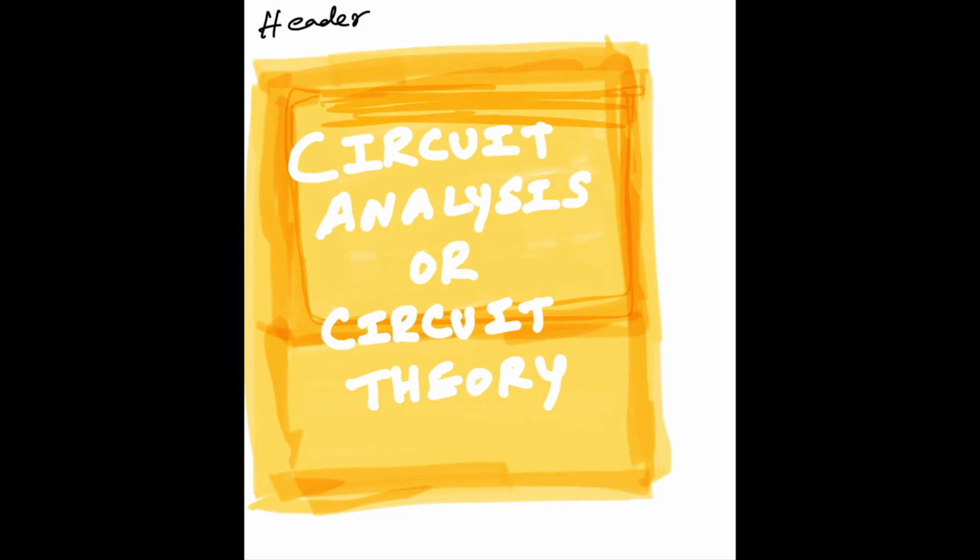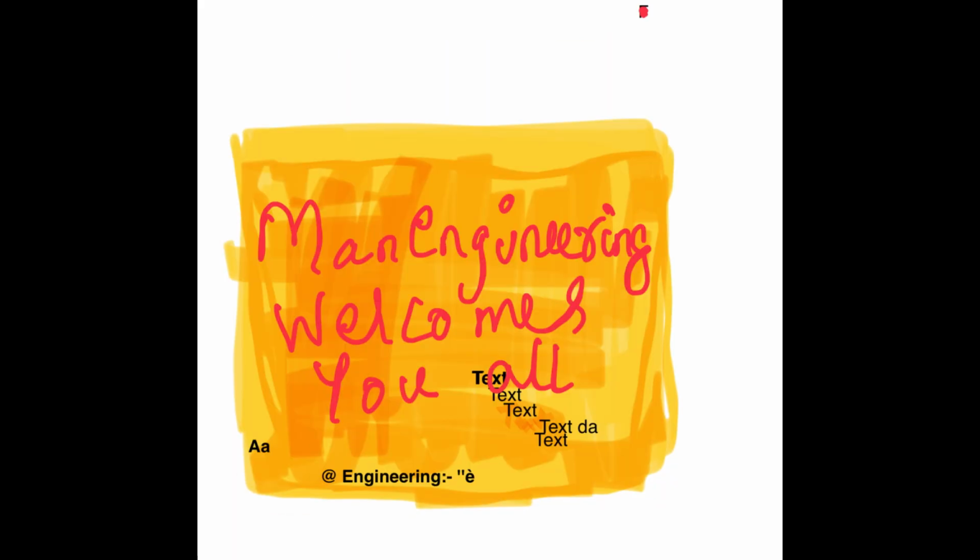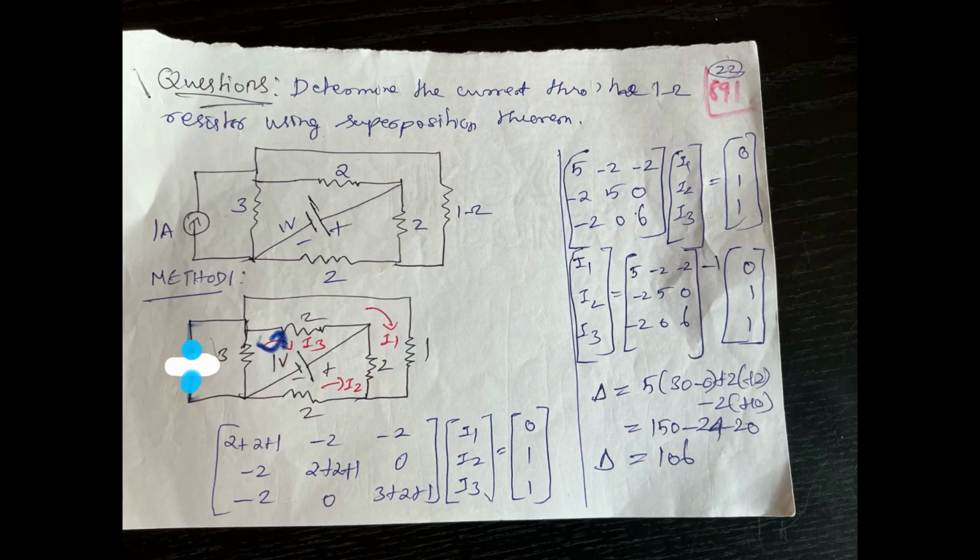Circuit analysis or circuit theory. In this video, we see the superposition theorem, which uses the mesh current method. Question: determine the current through the 1 ohm resistor using the superposition theorem. The superposition theorem and mesh current method use mesh equations form.